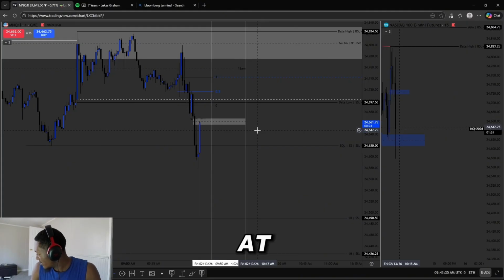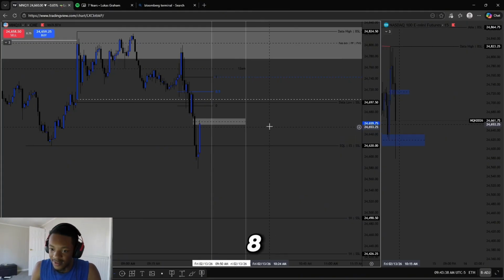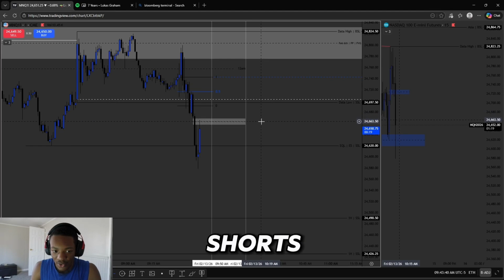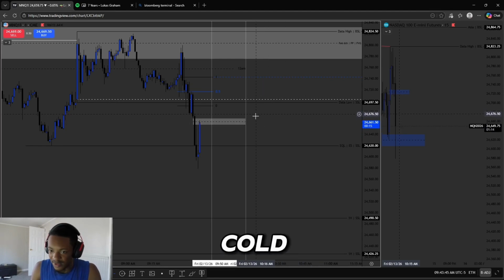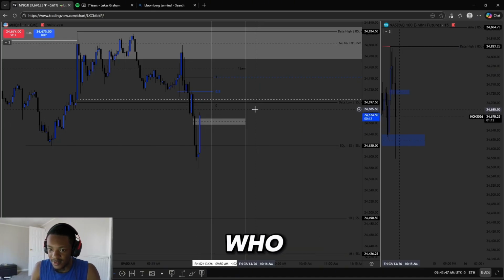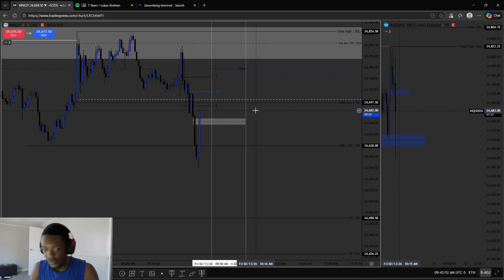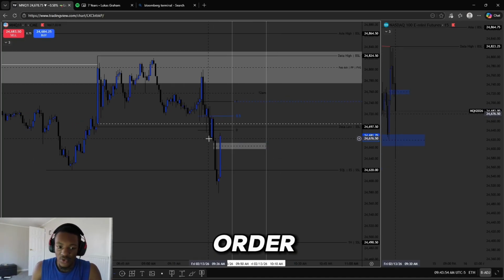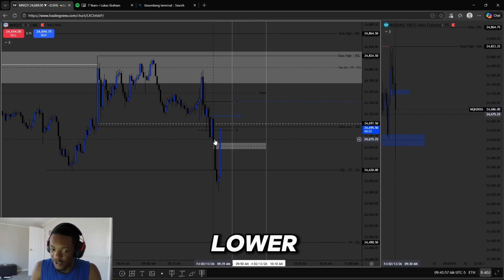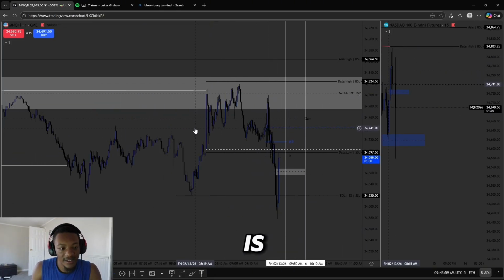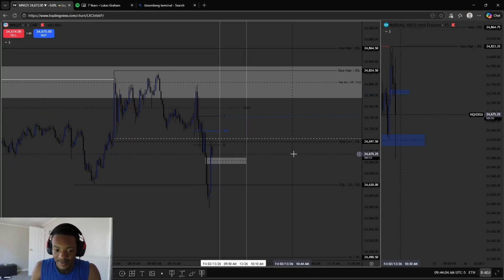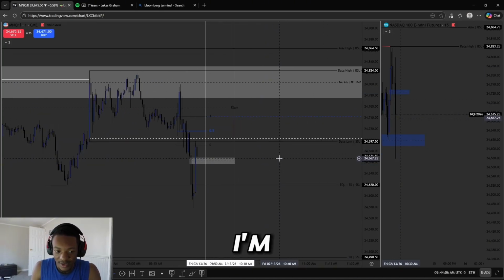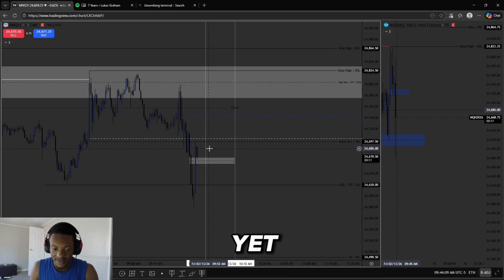I'm in limit order at 2688. 2688 for shorts or longs. Wait, 2688. Shorts. This order block could potentially push us lower, but it's extremely unlikely that the data high goes untouched with equal highs here. But we can see if this order block here is going to support us. I'm not going to say you're going to be wrong quite yet.